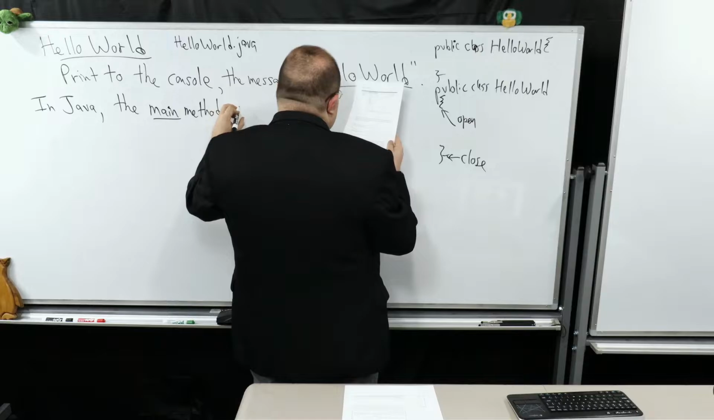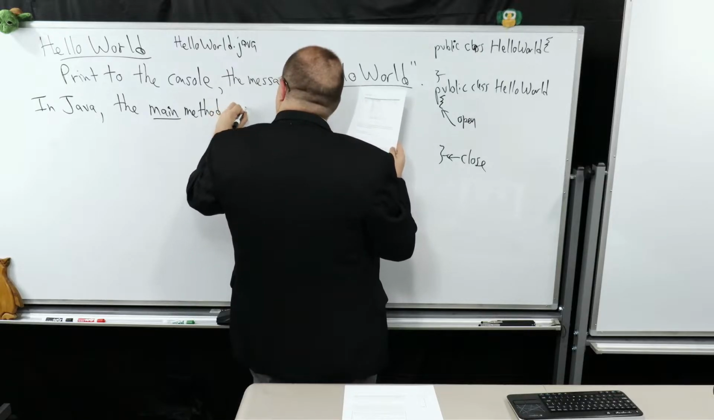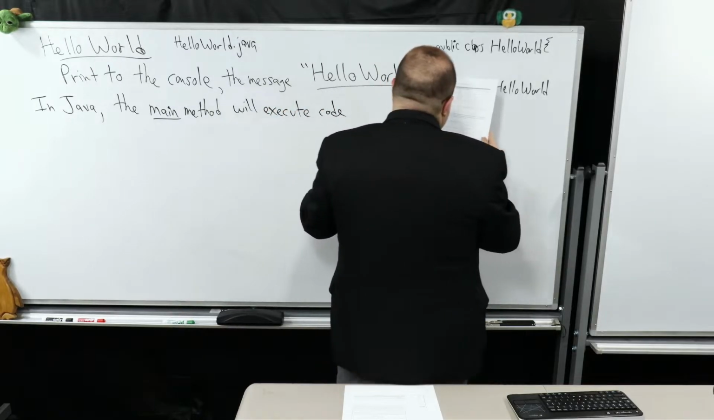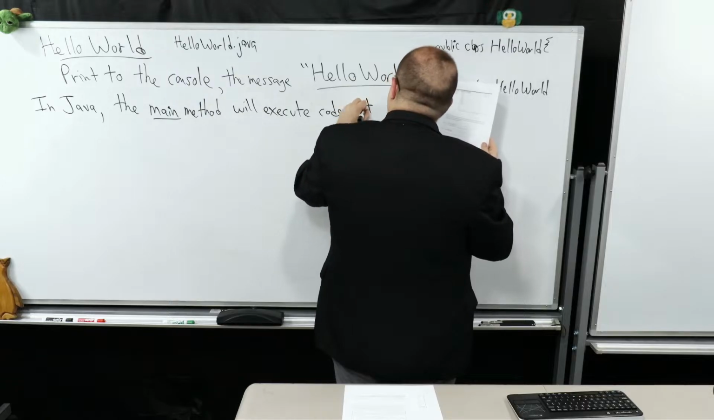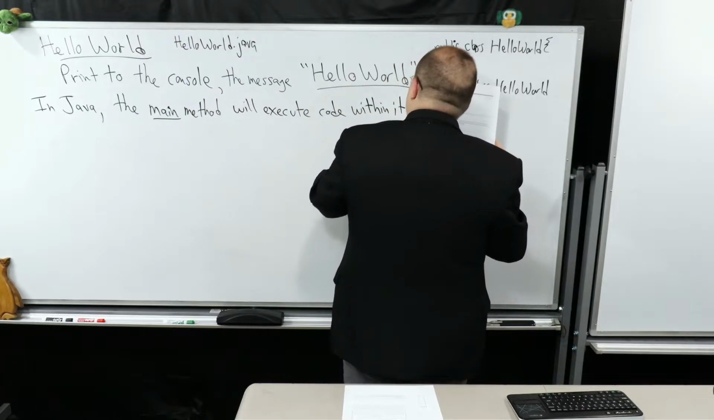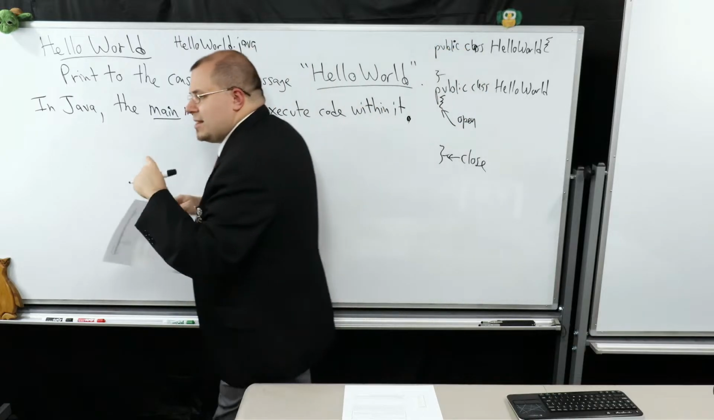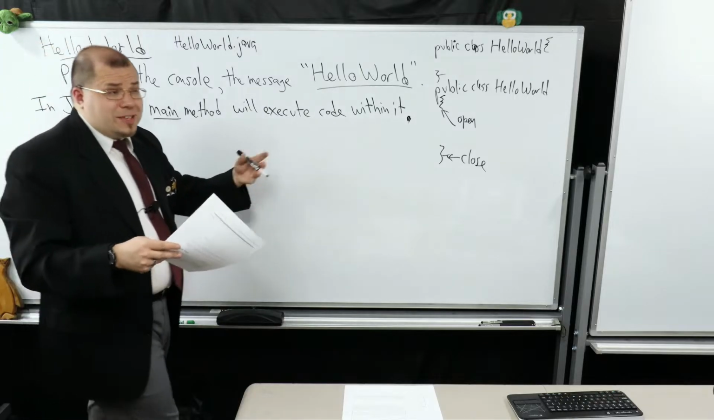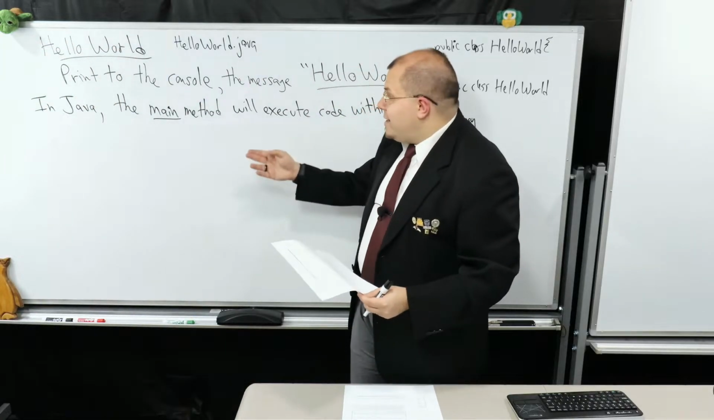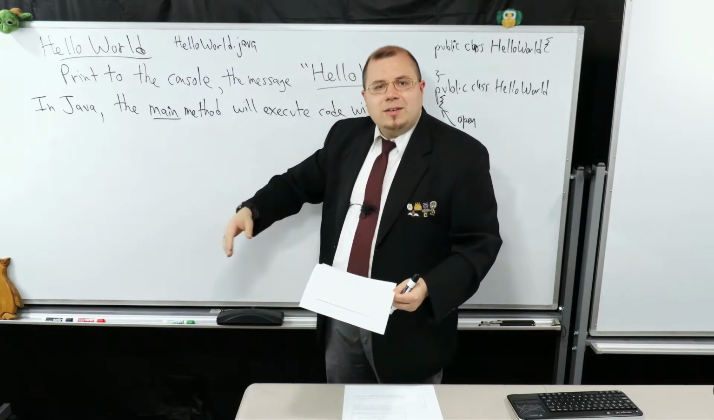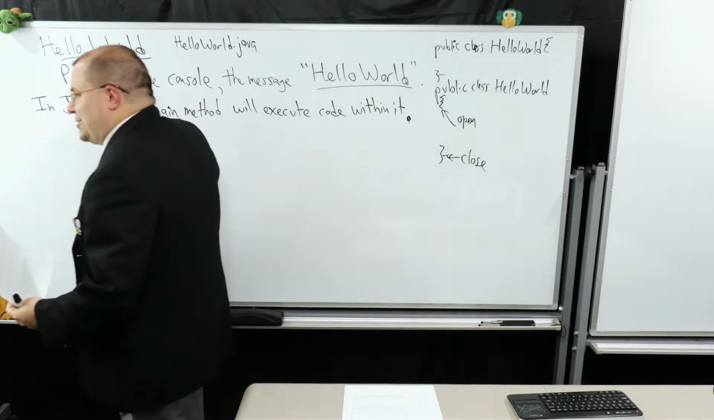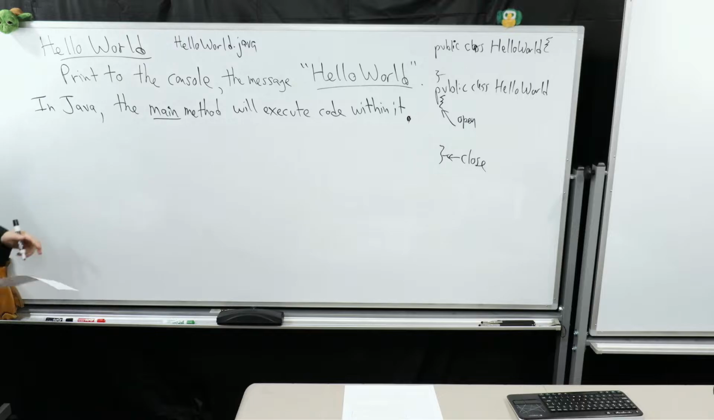So the main method will execute code within it. So any code you put inside of the so-called main method will in fact execute. So you may have other code that performs other operations inside your class, but anything that's in this main method will in fact execute line by line, assuming that it does get executed, which if we don't do anything too special, it will execute. So we'll go line by line, executing what's in this so-called main method.